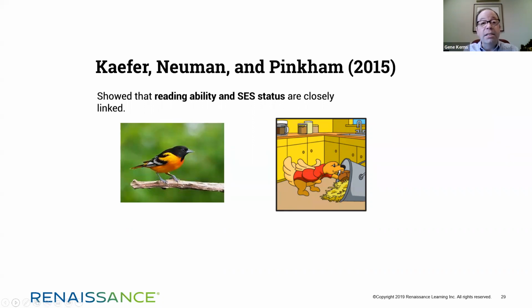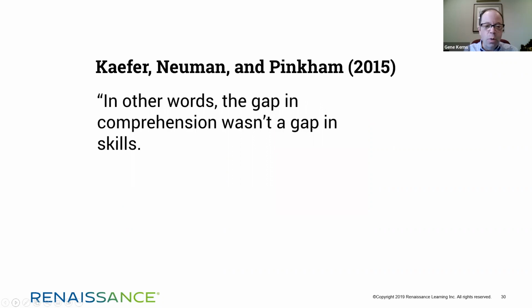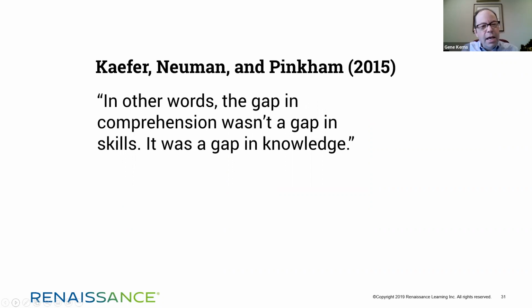The higher SES kids didn't read this any better, and the lower SES kids, their comprehension wasn't any lower, which prompted Kiefer, Newman, and Pinkman. And remember, I said there are beautiful words in their summary. These are powerful words. Here's what they said. In other words, the gap in comprehension that we often see between high SES and low SES kids, in this case, that gap was not a gap in skills. It was a gap in knowledge.